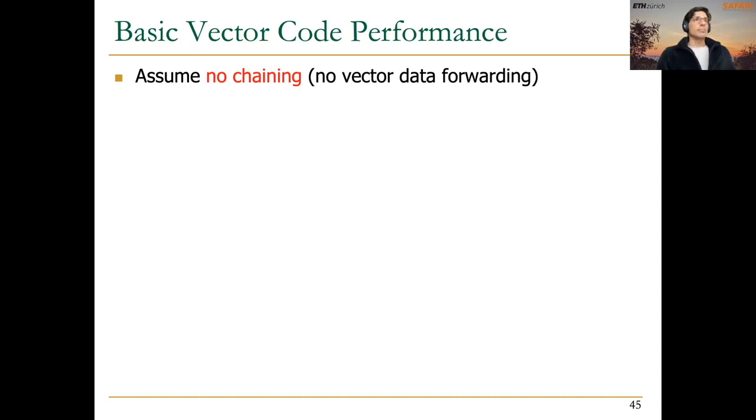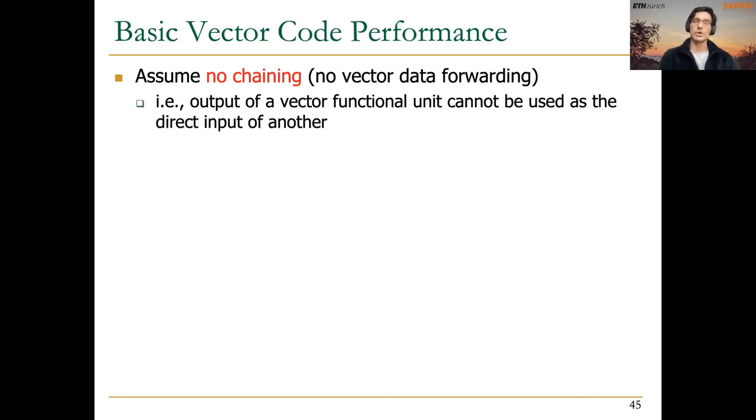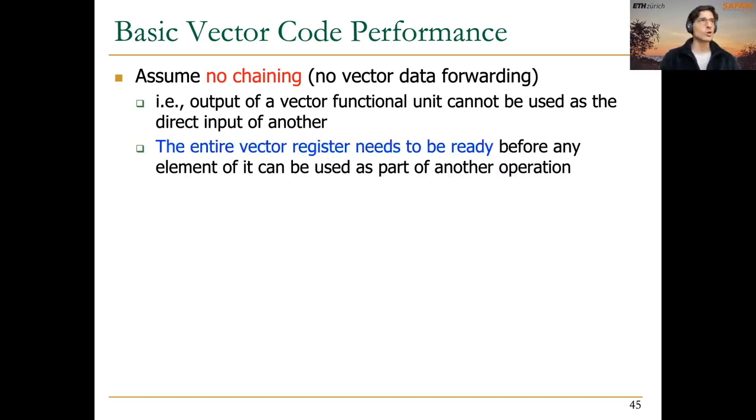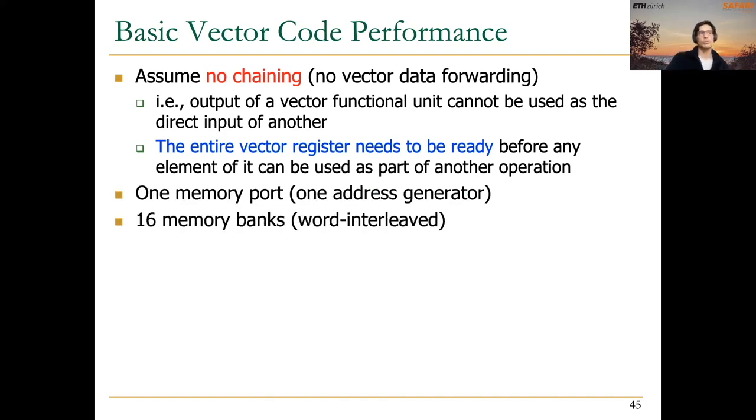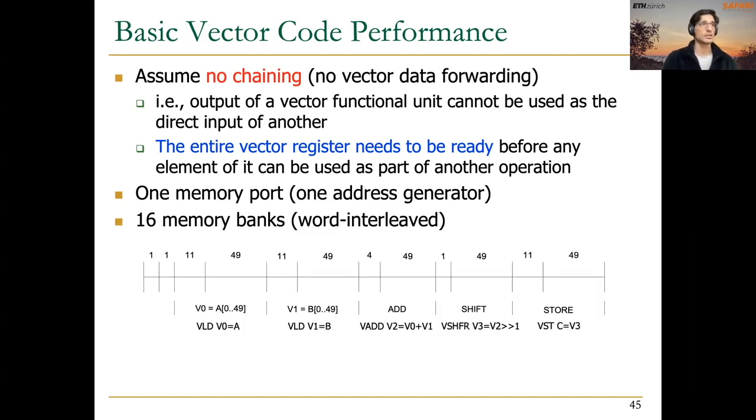Okay, now we are going to see how this code executes on an actual machine. We are going to start with a simpler case. Let's assume that there is no chaining. Chaining means that you can send a value read from memory right after it arrived. You don't have to wait for the other elements of the vector to arrive. But for now, we are going to assume no chaining. There is only one memory port, but the memory is banked, is interleaved, it has 16 banks.